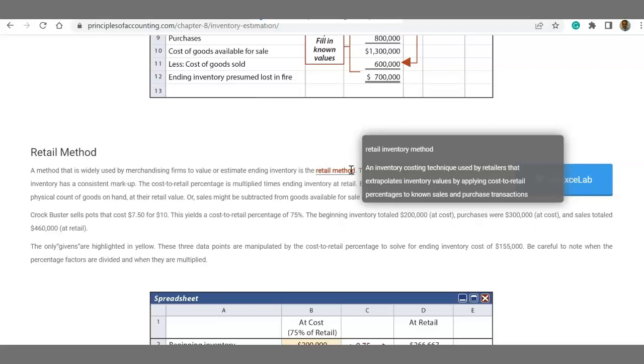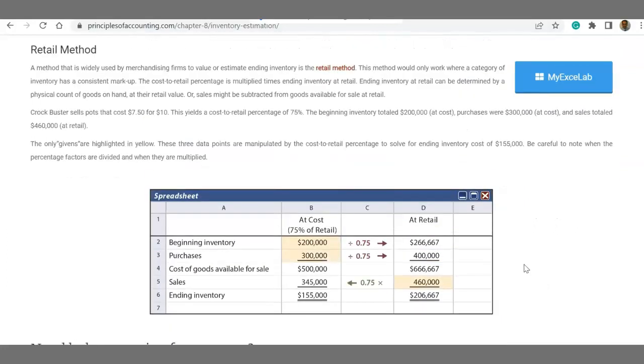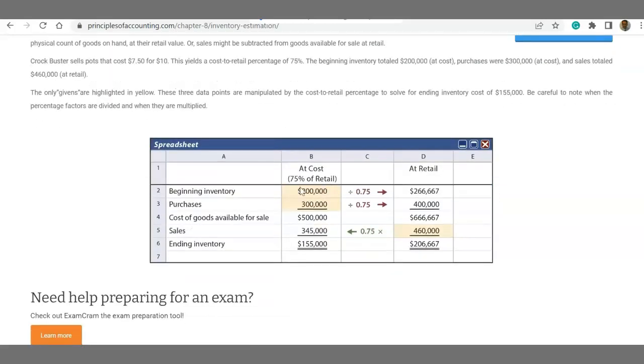An inventory costing technique used by retailers that estimates inventory values by applying a cost to retail percentage to known sales and purchase transactions. Okay, how do we work with that? There are several methods for the retail method, but here is just one. If you take intermediate accounting in your 4-year college as an accounting major, then you will learn the other complete methods of the retail method. But here, let's see if we can make it easy.